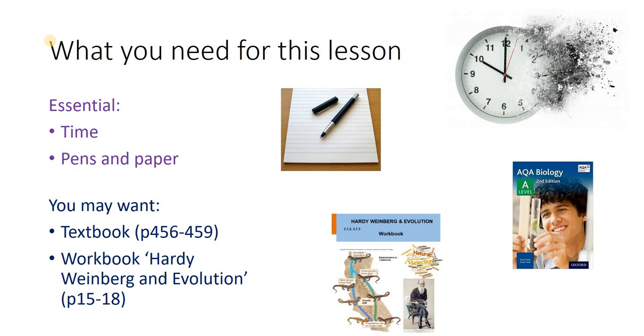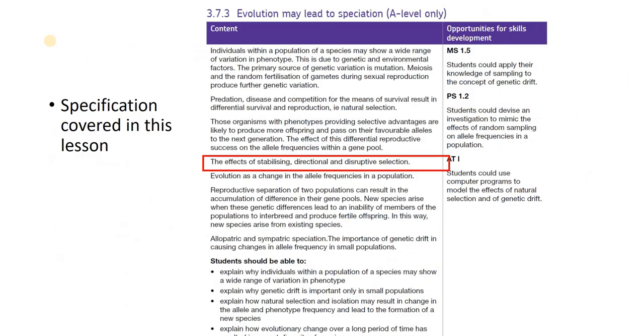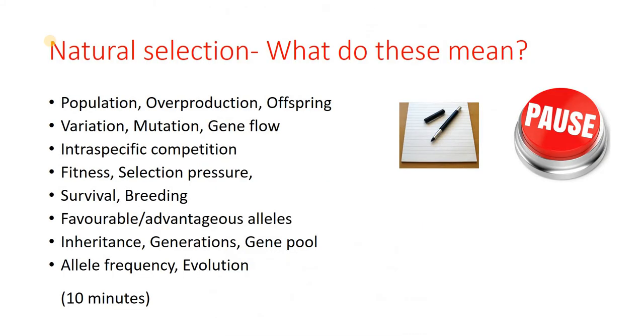So you need paper, pens, plenty of time to do this properly. You might have a copy of your textbook handy. Those are the pages, and your workbook, pages 15 to 18. So we're looking at stabilizing, directional and disruptive selection from the spec. But of course, a little bit of work for you to do first. To fully understand what we're going to talk about, you need to be happy with these terms.